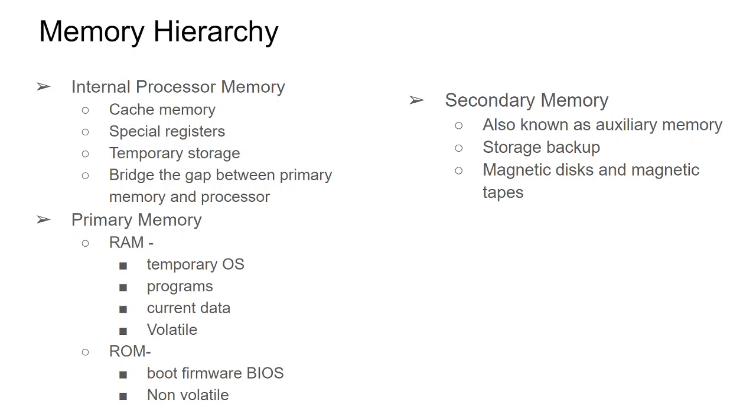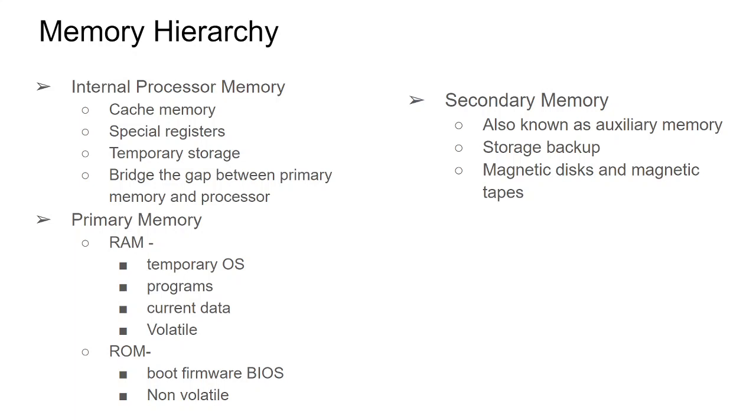Because it is not as fast in working as the primary memory, and it is actually used as a storage backup. Whatever you are working on and want to save for tomorrow, you just save in the secondary memory. The main examples of this are magnetic disks and magnetic tapes. These are the hard disk drives that you have, and magnetic tapes were also used before, so that can also be called secondary memory.